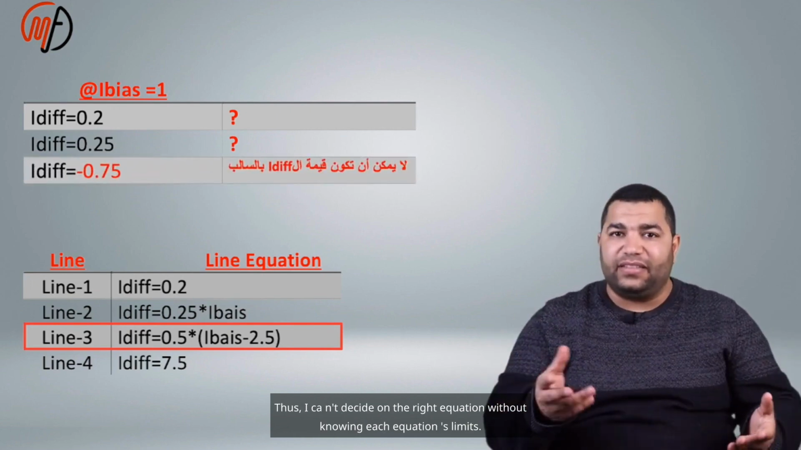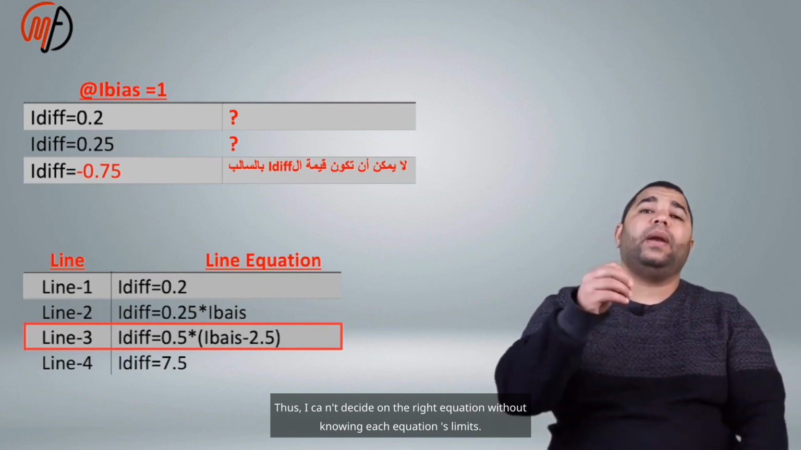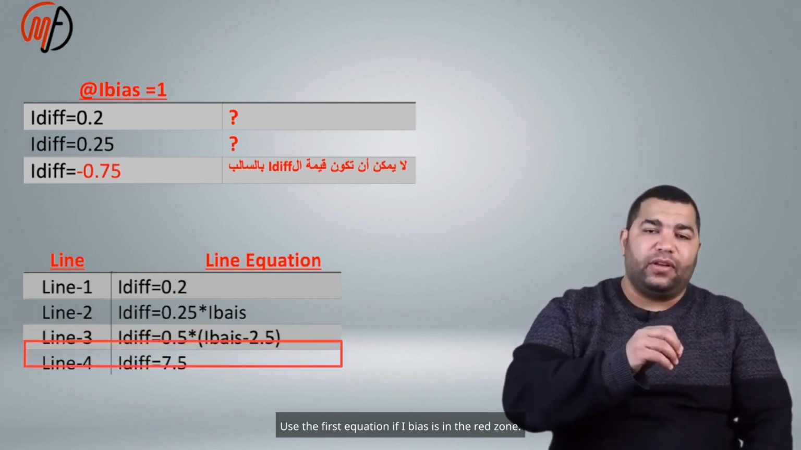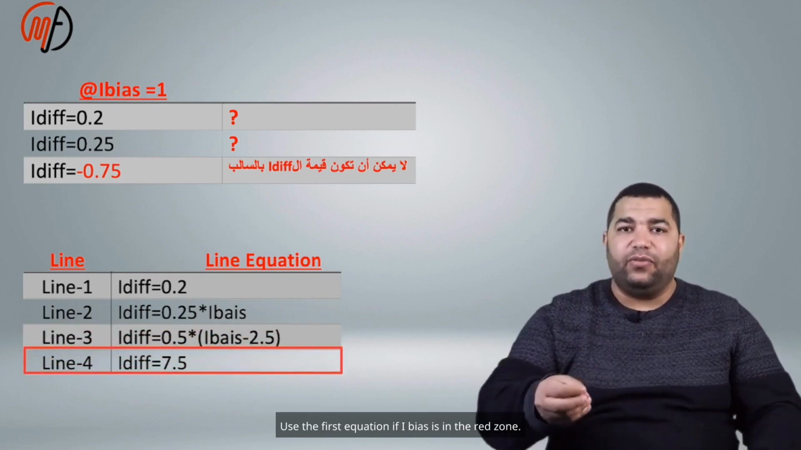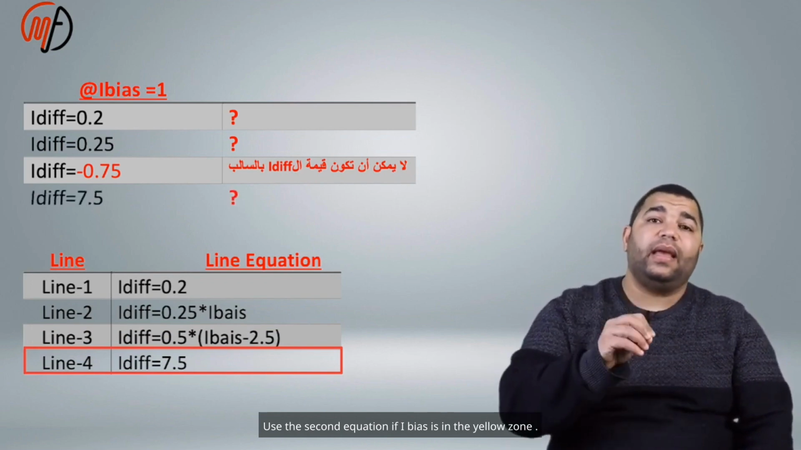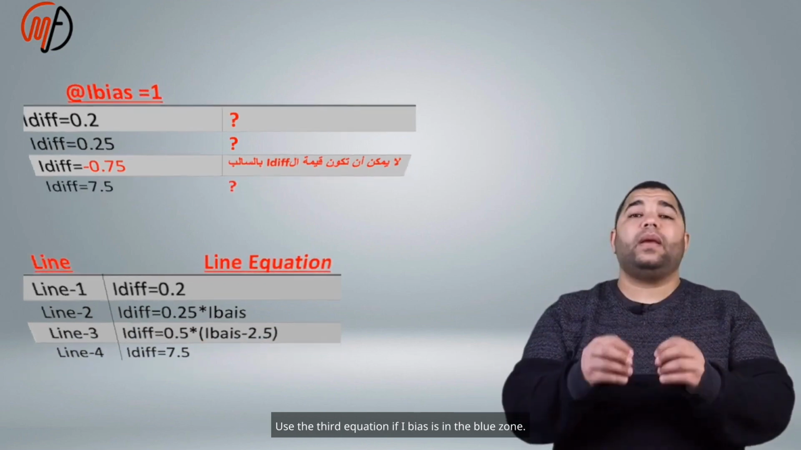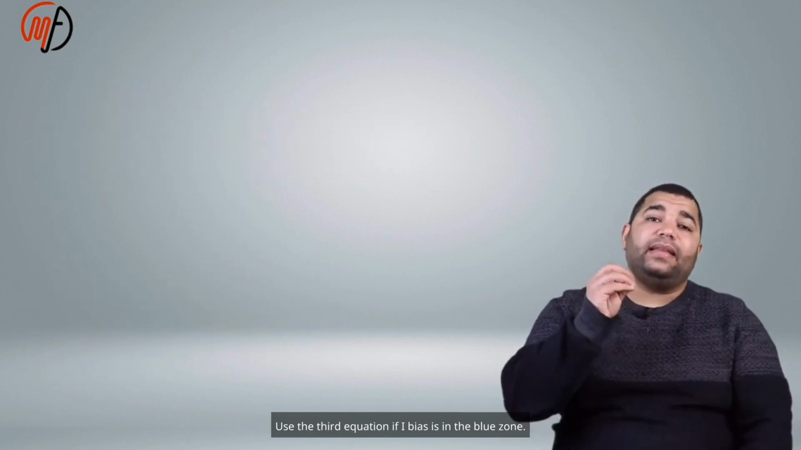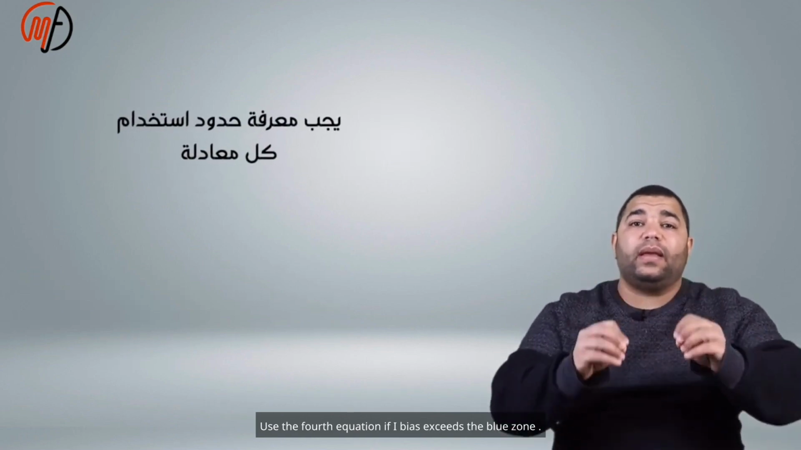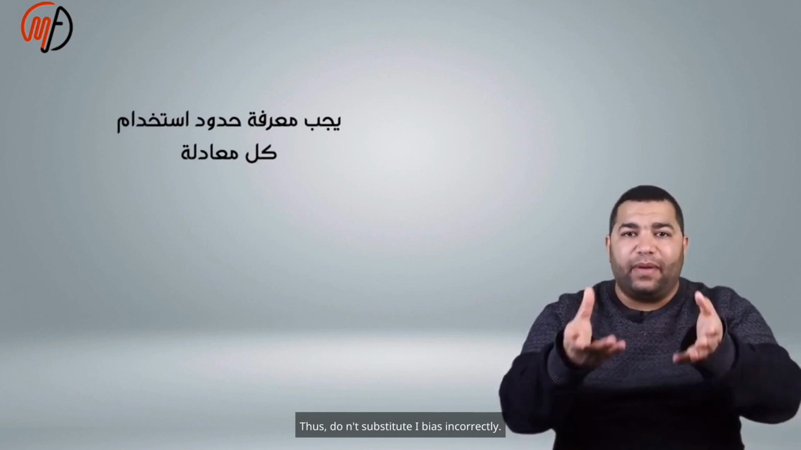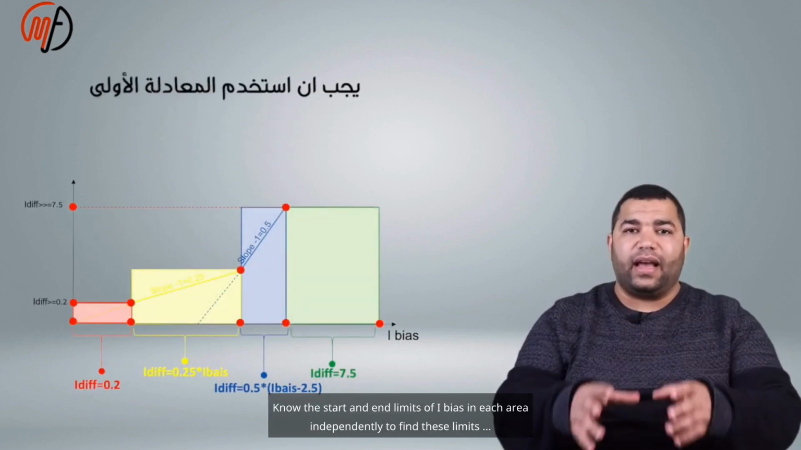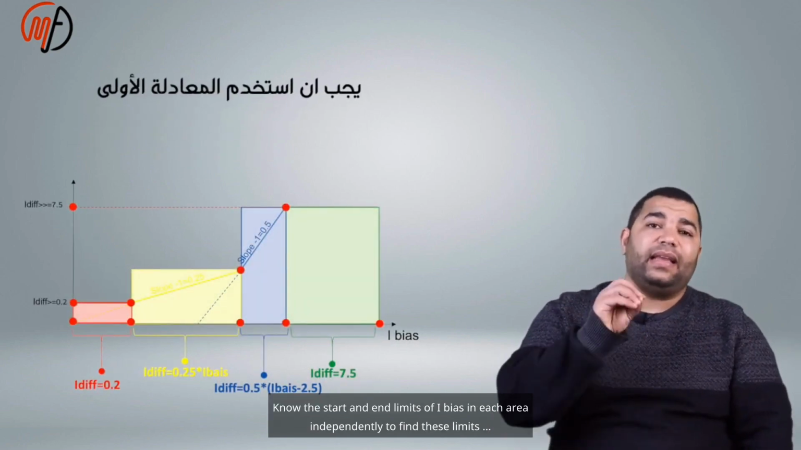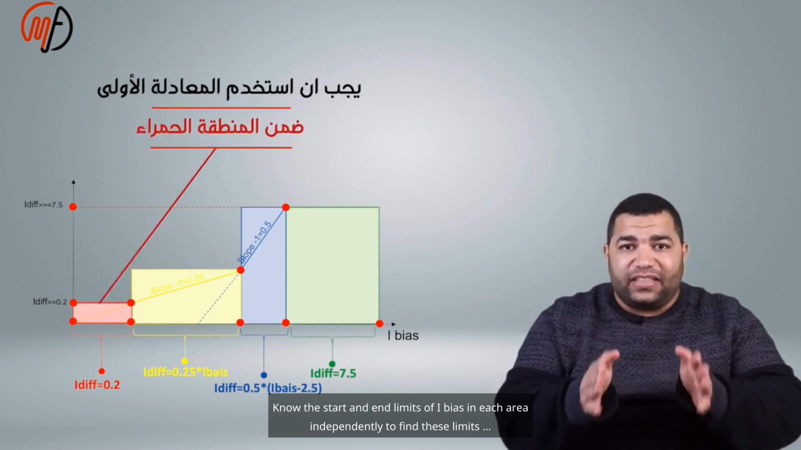Thus, I can't decide on the right equation without knowing each equation's limits. Use the first equation if I bias is in the red zone. Use the second equation if I bias is in the yellow zone. Use the third equation if I bias is in the blue zone. Use the fourth equation if I bias exceeds the blue zone. Thus, don't substitute I bias incorrectly. Know the start and end limits of I bias in each area independently.